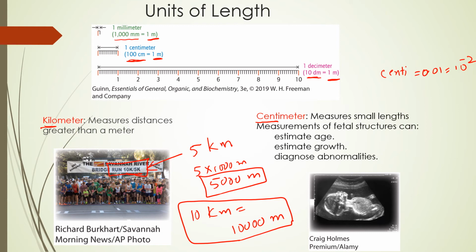For example, during pregnancy, doctors measure the size of the fetus in centimeters. Now the fetus is extremely small, and it grows as time progresses. From the size of the fetus, or the distance from the head to the end of the body, they can estimate the age of the fetus, they can estimate the growth, and they can also many times diagnose abnormalities. So now, because the fetus is much smaller than the base unit, which is 1 meter, hence we use the prefix centi.